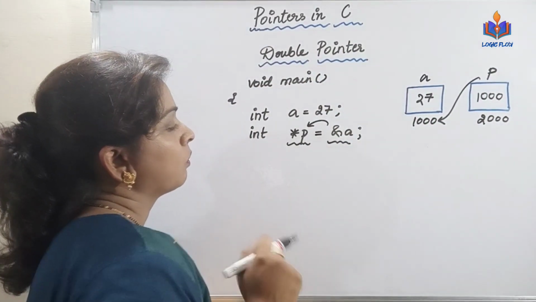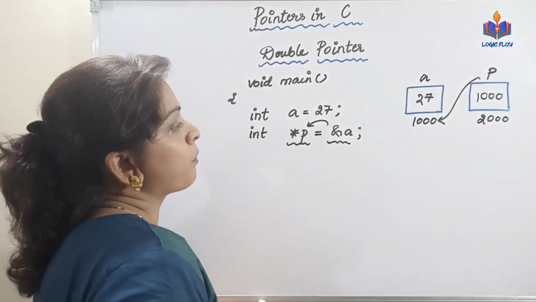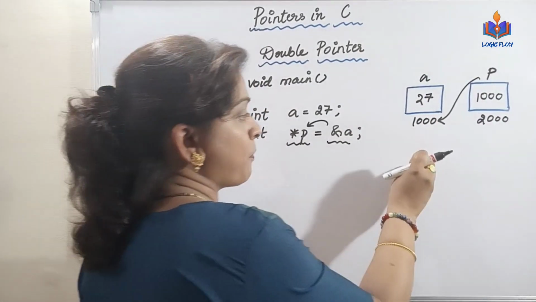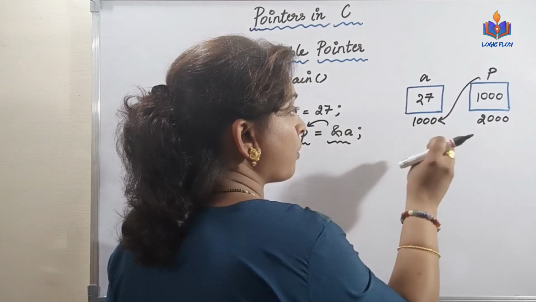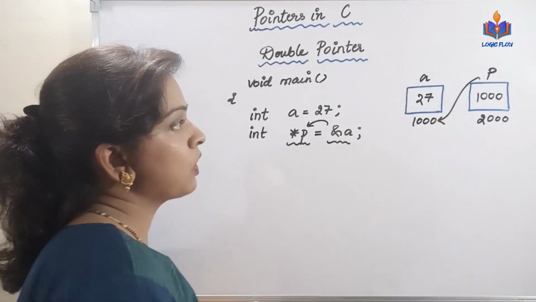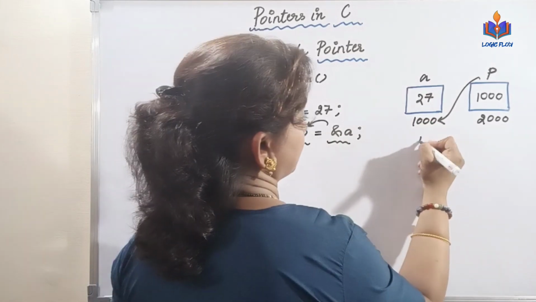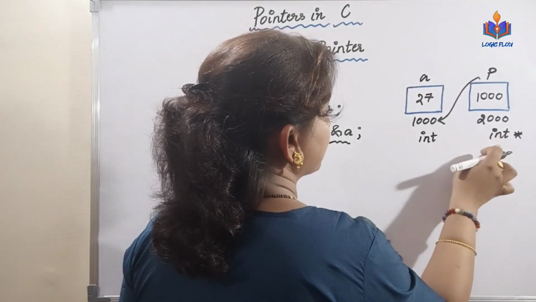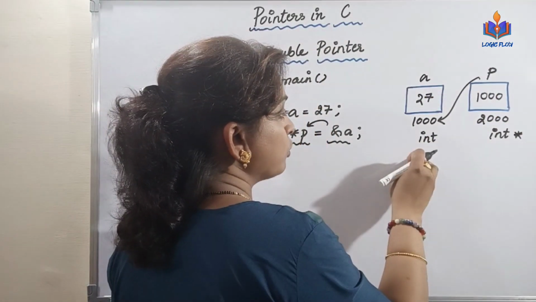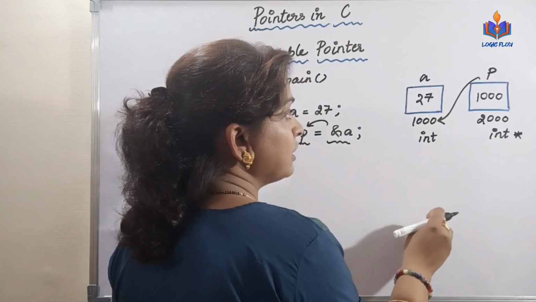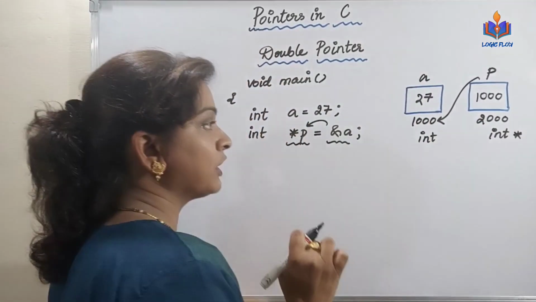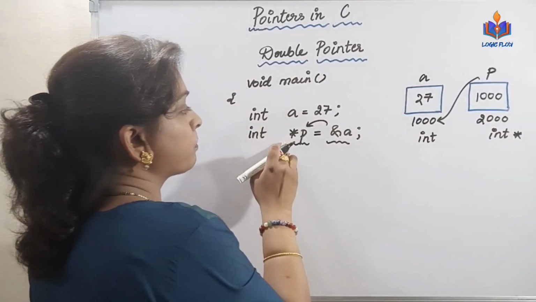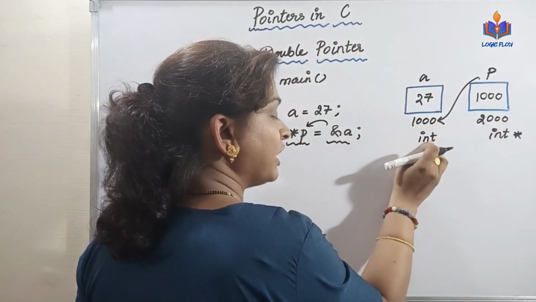Now what I'll do, I'll take one more pointer and make that pointer point to this pointer. I'll create a new pointer and point this new pointer to this existing pointer. So how can I do that? Look here, this is an integer, right? And this is an integer pointer. So an integer pointer is pointing to an integer. Now I have to make one more pointer pointing to this integer pointer. So how can I do it?